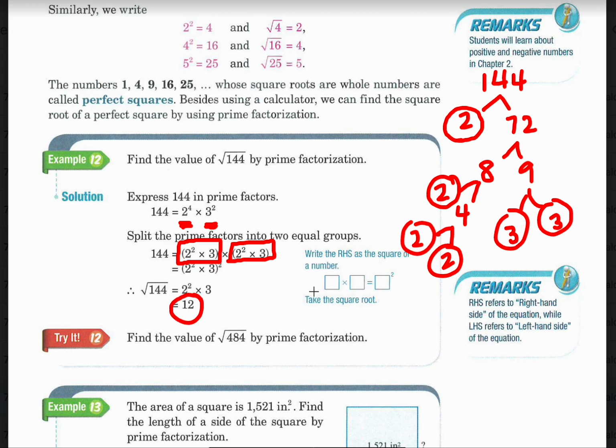So 12 times 12 is equal to 144. Remember that the square root is just asking you what number is being multiplied by itself twice to get there.